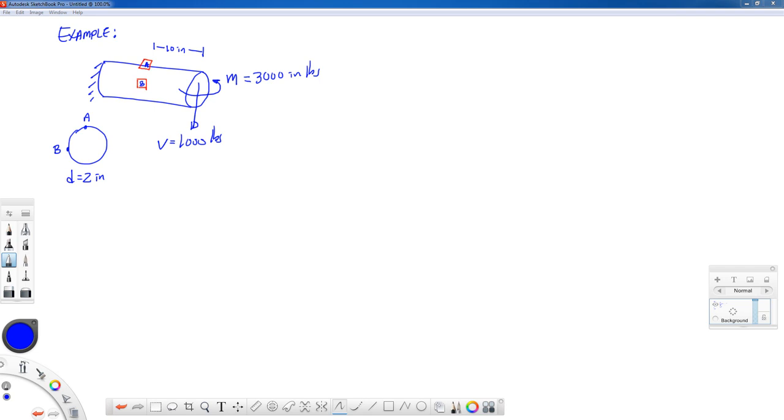Following our steps, what we want to do first is to make a free body cut at our points of interest. So I'm just going to cut right here, and I'm going to look to the right of that cut. We could look to the left if we wanted, but then we would first have to find the reactions at this wall. I also didn't give the dimension from the wall to the point, so we would need that information too. So we're going to look to the right. I'll draw that over here.